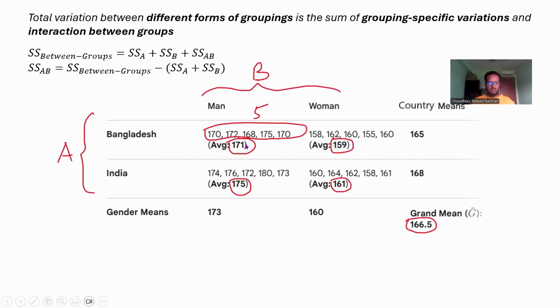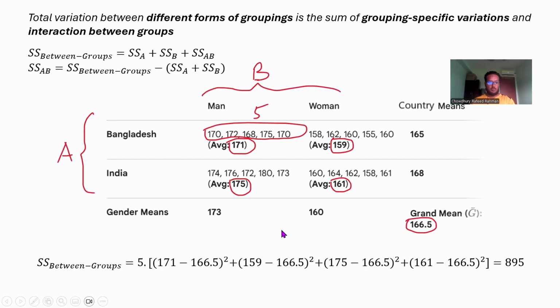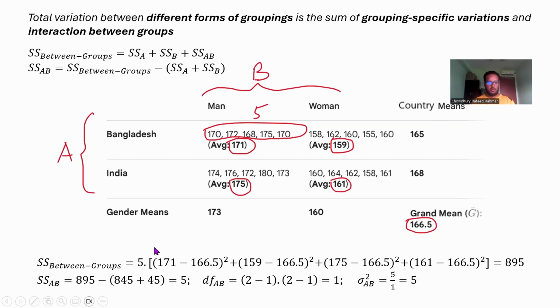And this is the grand mean. Every one of these means actually represents five numbers, right? So I think you know what we are going to do. We are going to multiply by 5, and we are going to take the deviation of each of these four numbers from the grand mean. If we sum these things up, we are going to get 895. So now we just have to plug in these numbers. If we plug in these numbers, we are going to get 5.